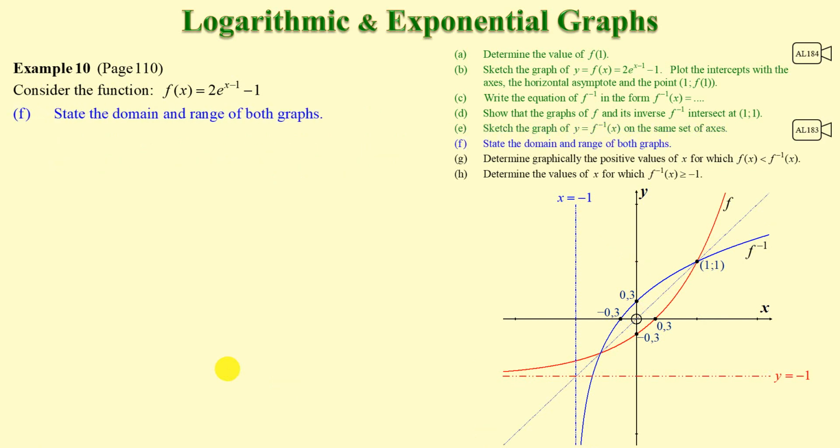Domain and range of both graphs. The domain is how far left and right a graph goes. If you have a look at the red graph, the exponential graph, while it's going upwards steeper and steeper, it always goes on to infinity. So it's coming from negative infinity to infinity. So there's negative infinity to infinity.